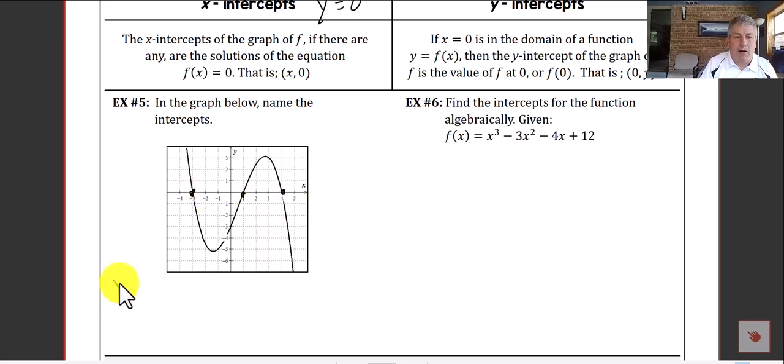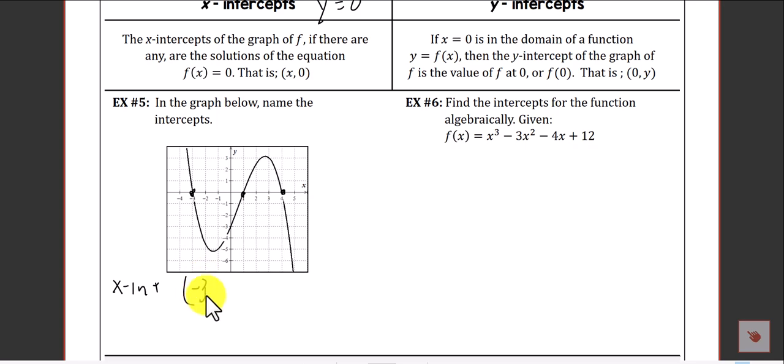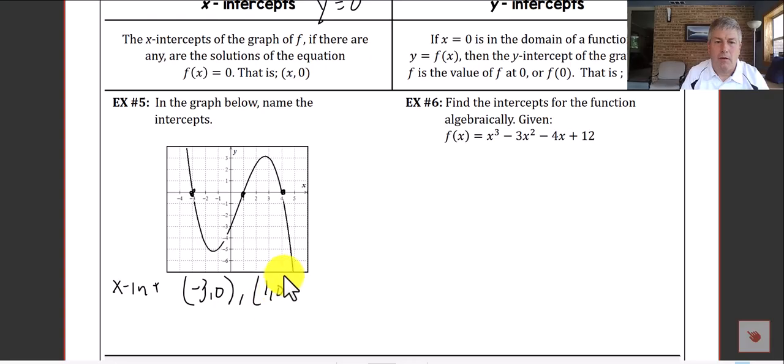So our x-intercepts, I'm going to write those as ordered pairs. So at (-3, 0), (1, 0), and (4, 0). And on this particular graph, our y-intercept, where x equals 0 and its y value is -3, I'm going to write that as (0, -3).